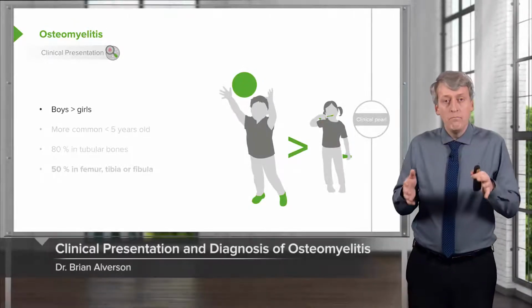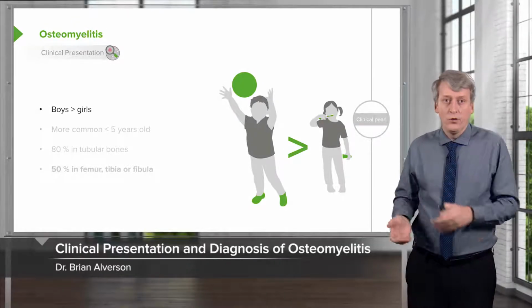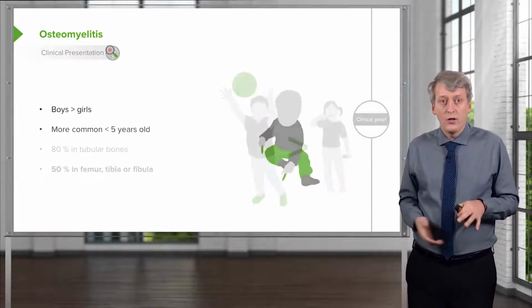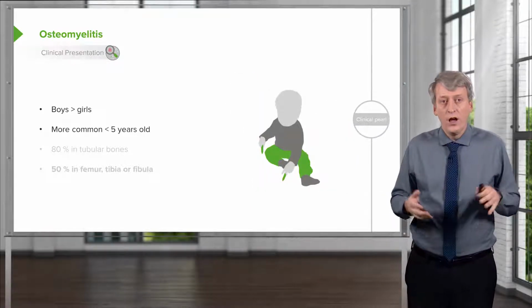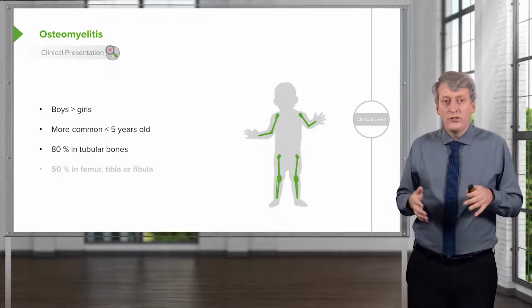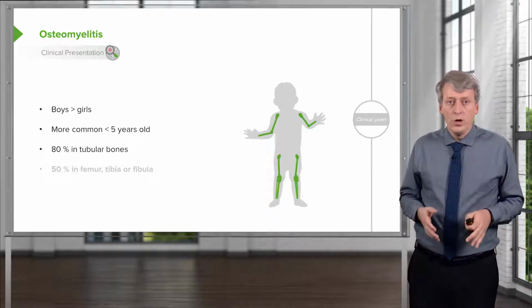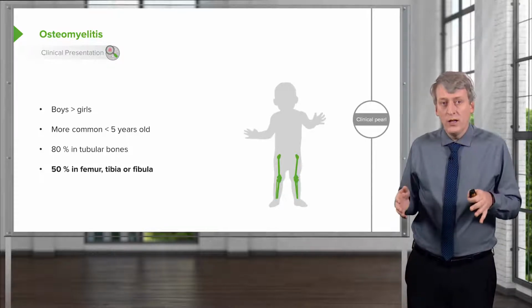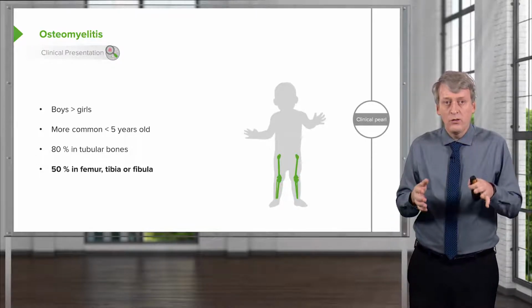Osteomyelitis is when the bone is infected as opposed to the joint. This is more common in boys than girls, and just like septic arthritis, more common in children under 5 years of age. 80% of osteomyelitis occurs in tubular bones, and half of it is in the femur, the tibia, or the fibula. So the legs are particularly prone.